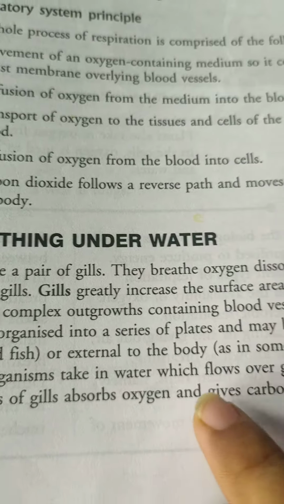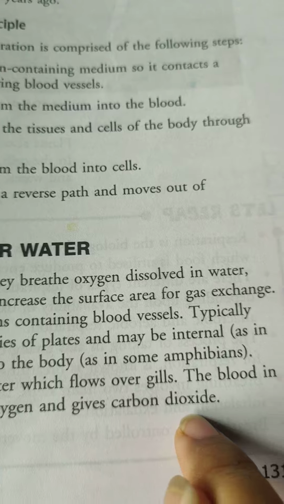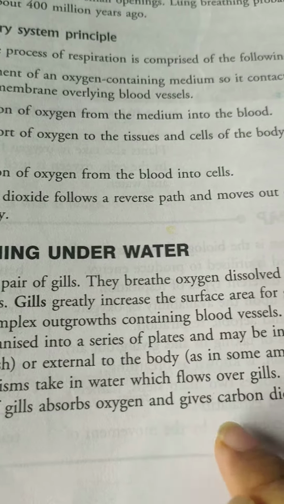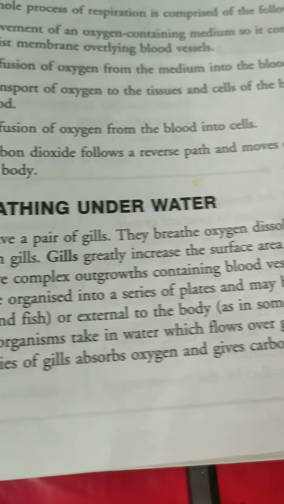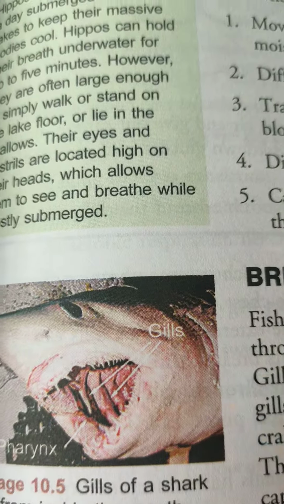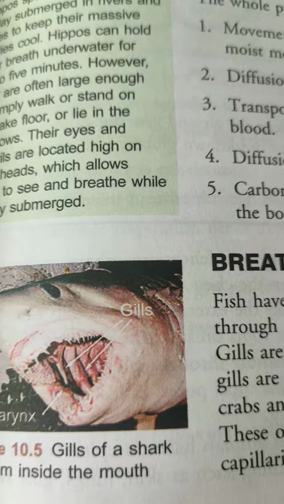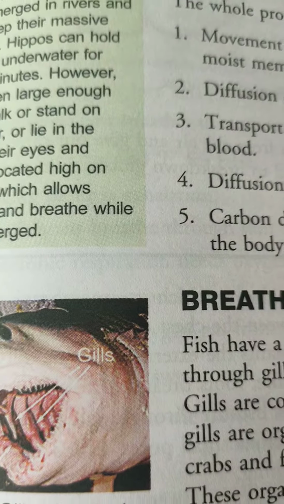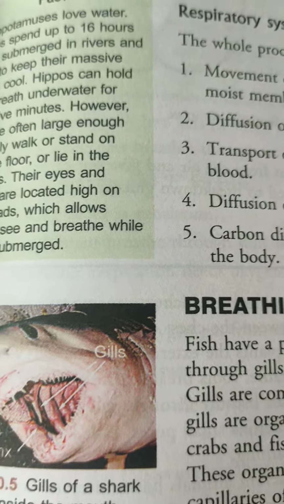These organisms take in water which flows over the gills. The blood in the capillaries of the gills absorbs oxygen and gives out carbon dioxide. In the gills there are capillaries which absorb oxygen and give out carbon dioxide. How does the fish breathe? They take oxygen. They do not breathe like us.